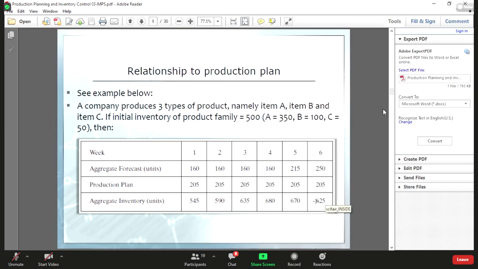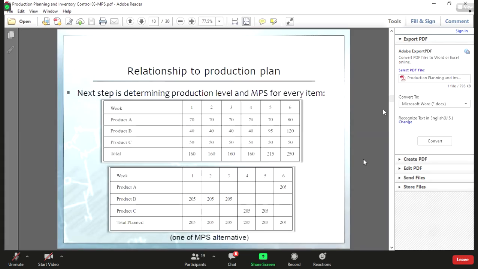Okay, so after that, please focus on this, the production plan. Inside the 205, there are 3 items, item A, B, and C. Then how do we explode, how do we break down 205 into A, B, and C? That's the question. So this is the way to break it down.